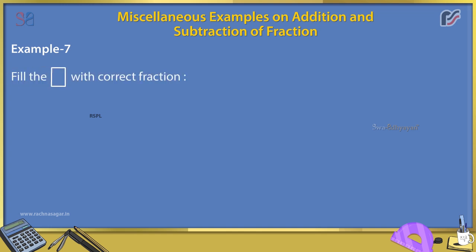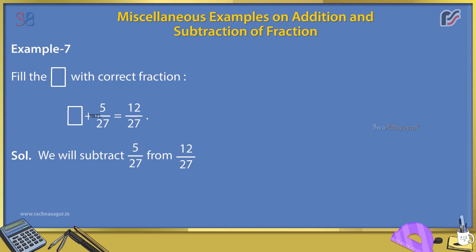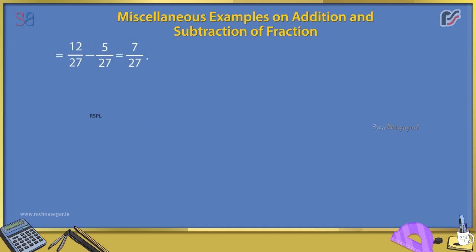Example 7. Fill the blank with the correct fraction. Blank plus 5/27 is equal to 12/27. Solution. We will subtract 5/27 from 12/27. Blank plus 5/27 is equal to 12/27, so blank is equal to 12/27 minus 5/27, which is equal to 7/27. Check. 7/27 plus 5/27 is equal to 12/27.